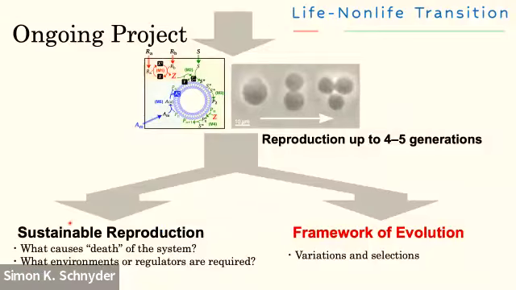So now the ongoing project is that, in my previous study, the vesicle could successfully show reproduction up to 4 to 5 generations. So the first ongoing project is sustainable reproduction. That means what causes death, or what causes failure of the reproduction of the vesicle membrane. And another topic I quickly talk about here is a framework of evolution.